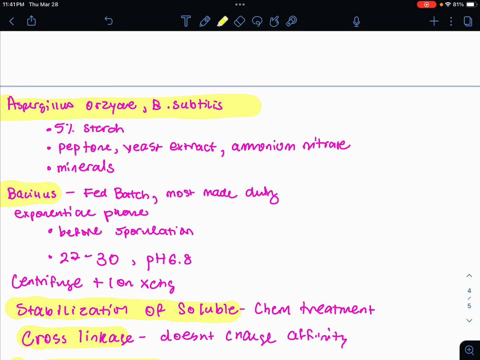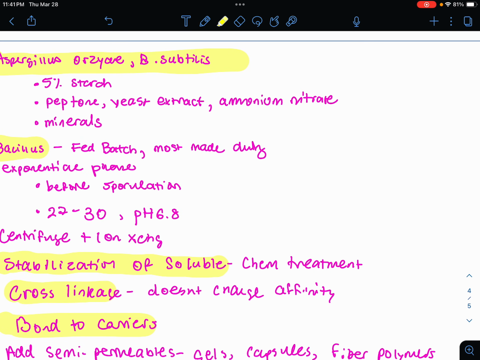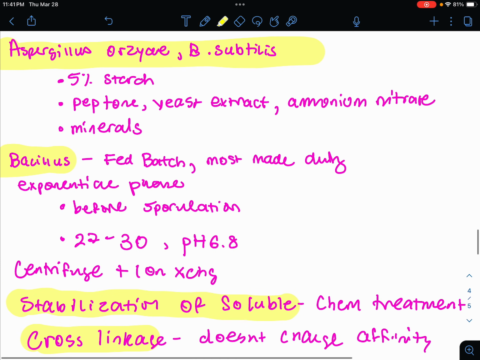Okay, let's talk about the microorganism that makes our alpha amylase. This is Aspergillus oryzae or Bacillus subtilis. So the medium will be about 5% starch, peptone, yeast extract, ammonium nitrate, so the normal players here that you would expect, and minerals.